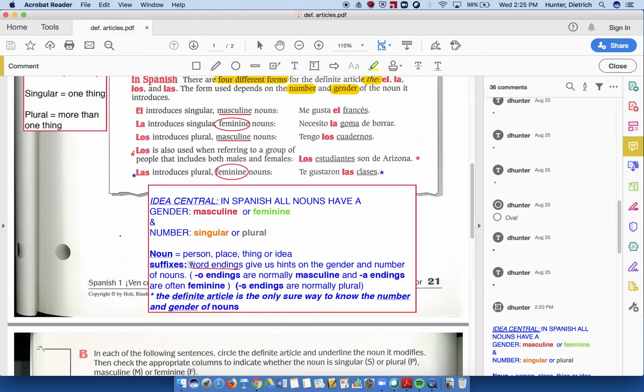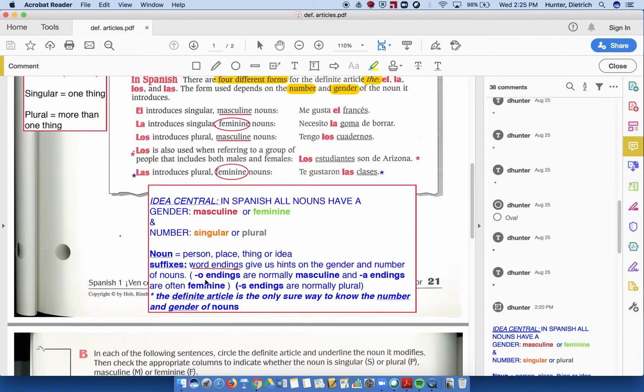A couple other things to keep in mind and things to add to your vocab. Suffixes. Word endings are suffixes that give us hints on the gender and number. Right? So the way that a word ends tells us. If it ends in an O, it's normally going to be masculine, and if it ends in an A in Spanish, it's normally going to be feminine. Words that end in S are normally plural. Right? The definite article is the only way, though, that we can be sure.